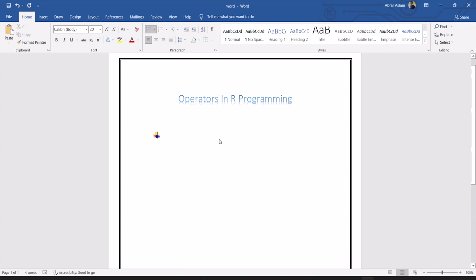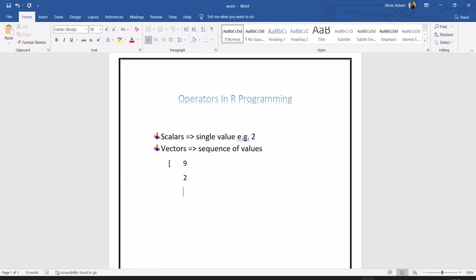Arithmetic operators are those operators which are used to perform mathematical operations. If you remember, we have learned two types in the previous videos, scalars and vectors. We also learned that a scalar is a single value and we can apply different operations on them, as we can do in many other programming languages. But a vector is not a single value. Instead, it is a sequence of values. For example, this is a vector.